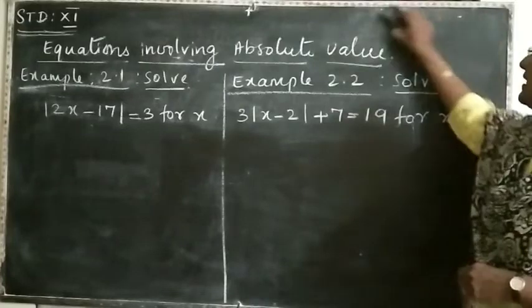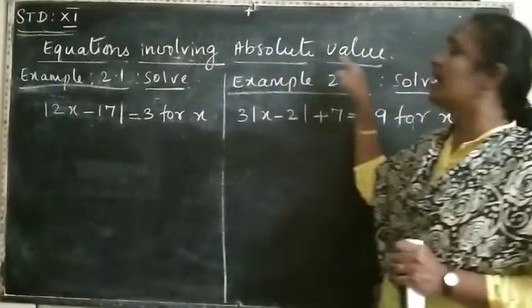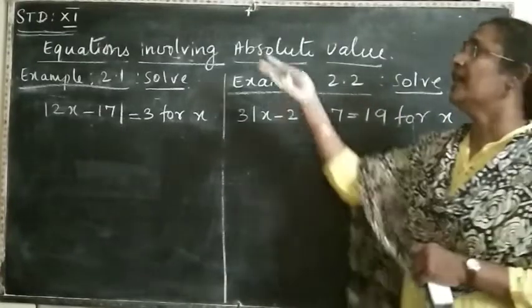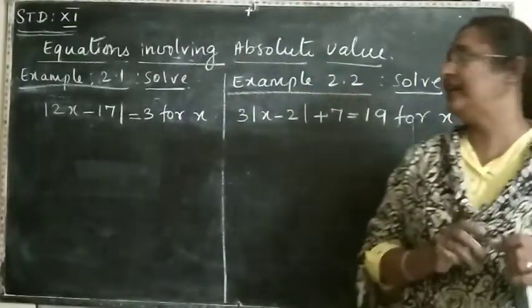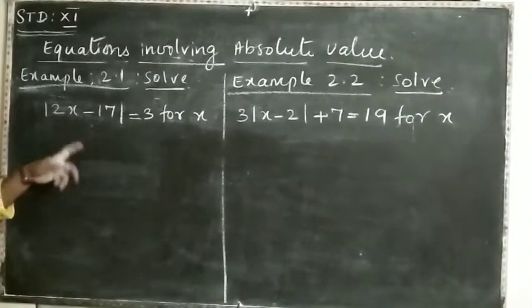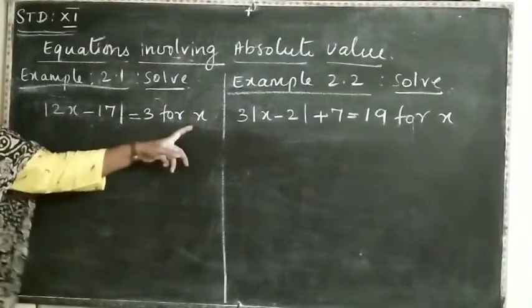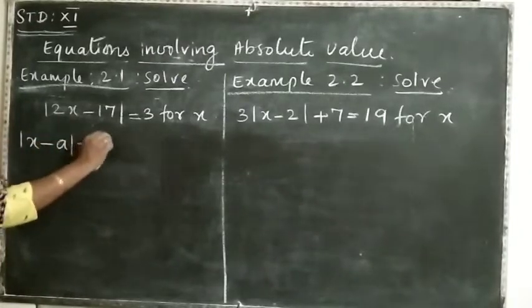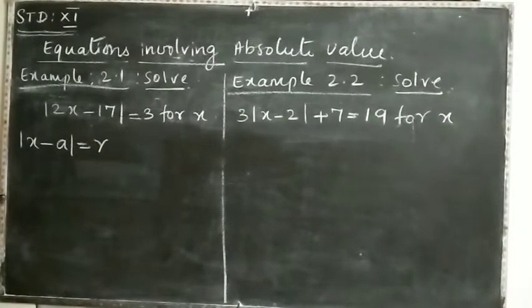Okay. Now we are going to discuss equations involving absolute value. An equation which has an absolute value and has to be solved is said to be an equation involving absolute value. Now look into this. Example 2.1. We are going to solve modulus of 2x minus 17 equal to 3 for x. Very simple. This sum is exactly of the type of the property we have discussed just now, that is modulus of x minus a is equal to r. Yes or no? This is very important. If you understand the concept, then it will be very easy to solve the problem too.